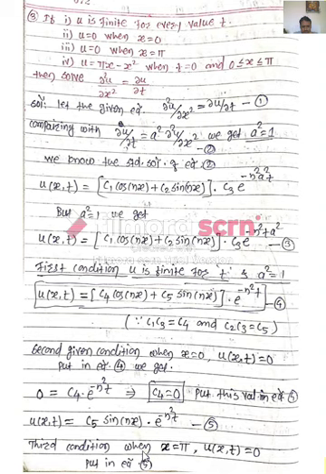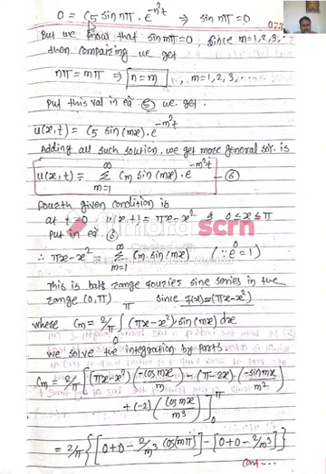Then use the third condition. The third condition says that u will be 0 when x is equal to pi. So when x is equal to pi, u(x,t) will be 0. Put this value in equation number 5. We get 0 is equal to c5 sin n pi e raised to minus n² t, which implies sin n pi will be 0. But we know that sin m pi will be 0 for m equal to 1, 2, 3. Then comparing these two, we get n pi is equal to m pi, and then n is equal to m, where m varies from 1, 2, 3 and so on.